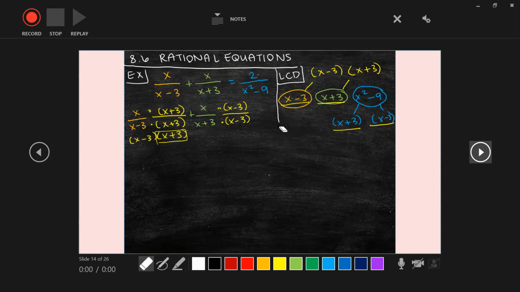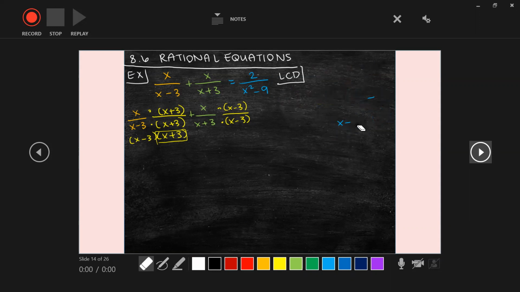You guys okay if I erase this LCD stuff? Mm-hmm. Now that is going to be equal to, we're not changing anything on the right-hand side. We're not multiplying the numerator and the denominator by anything. But I am going to rewrite it in the way that we're seeing it across the board, that x plus 3 and x minus 3. These are the exact same thing. I just factored it.